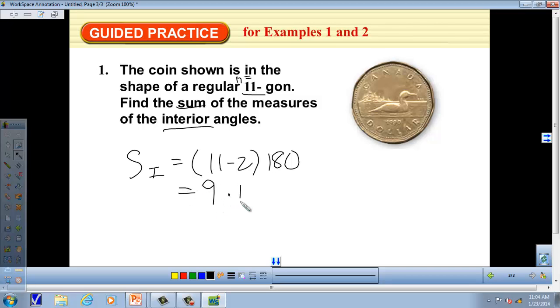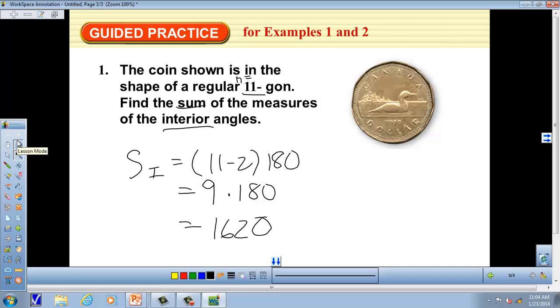So we say sum of interior angles equals, where n is 11, 11 minus 2 times 180. That's going to be the same as 9 times 180, and if we multiply that out, we should get 1620. I hope that's right. I'm going to double check. 9 times 180. Nope, that's right. 1620.